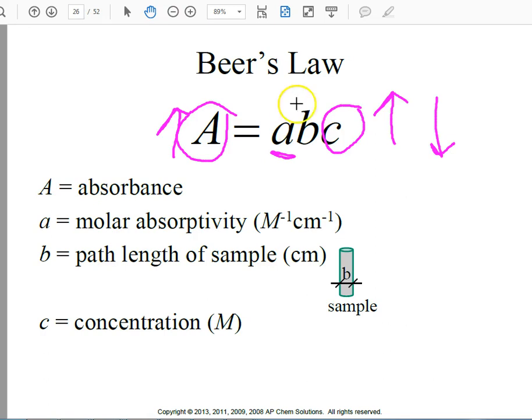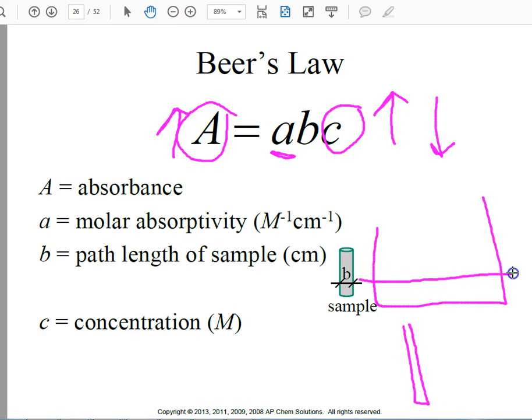And then B is just the path length of your sample in question. So if you're shining light through a sample that is this long compared to a sample that is this long, the short one's obviously going to absorb less light, right, than if you shine the light all the way through this long sample. So whenever we have a sample and we're doing this experiment, we always use a container that is 1 centimeter long. And it makes our math so much easier. Okay, but it could be a longer or shorter container. But that's just what we choose to use in terms of our sample length.